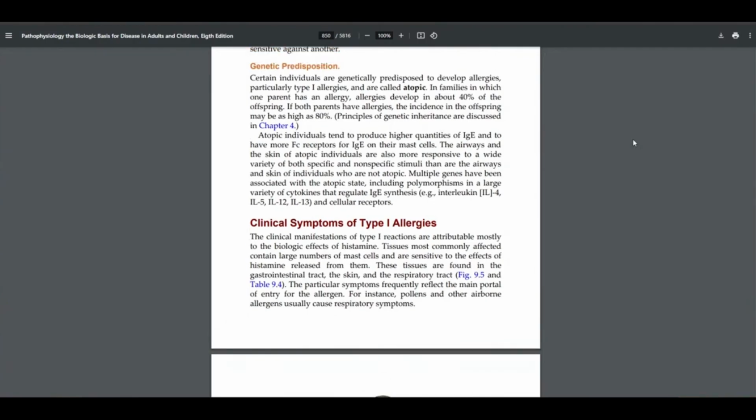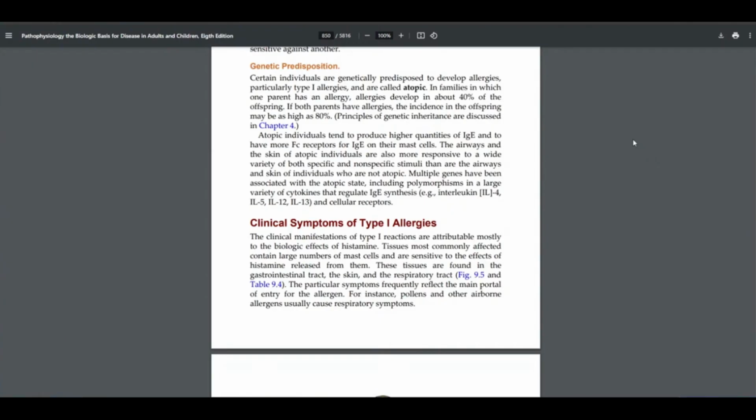Certain individuals are genetically predisposed to develop allergies, particularly type 1 allergies, and are called atopic. In families in which one parent has an allergy, allergies develop in about 40% of their offspring. If both parents have allergies, the incidence in the offspring may be as high as 80%.